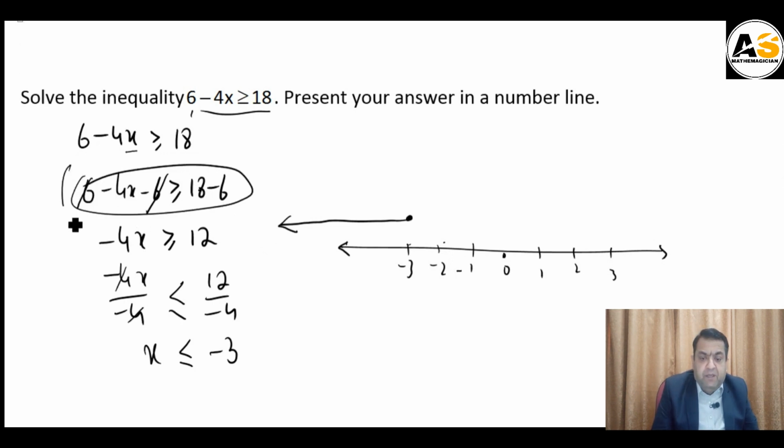This step can be directly jumped to if we solve 6 minus 4x is greater than or equal to 18. I will just move this 6 over here like we did in equations. This can be written directly like this. Instead of subtracting 6 on both sides, we can directly do this. And then we can divide by minus 4. I hope this is clear.